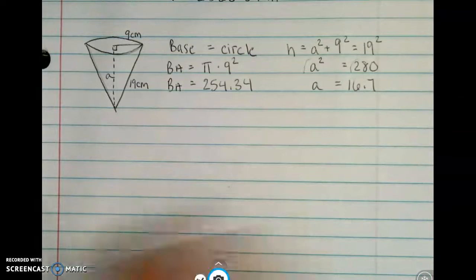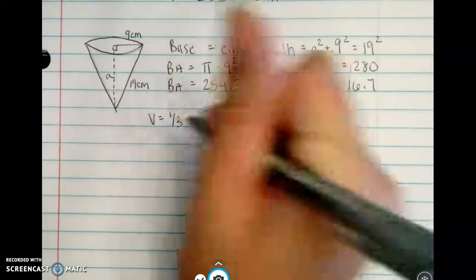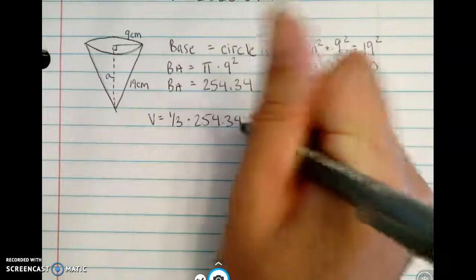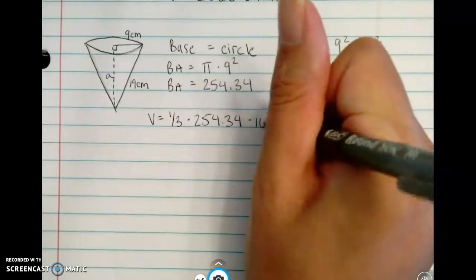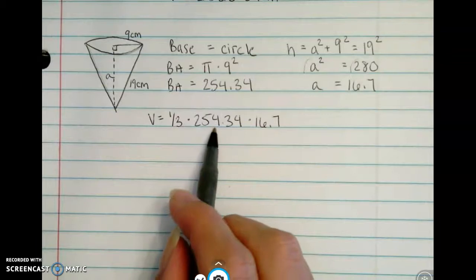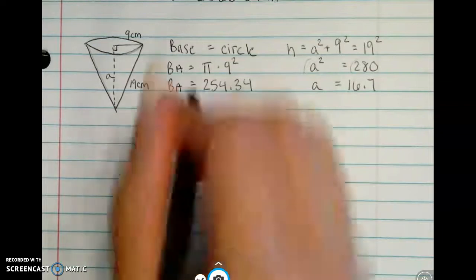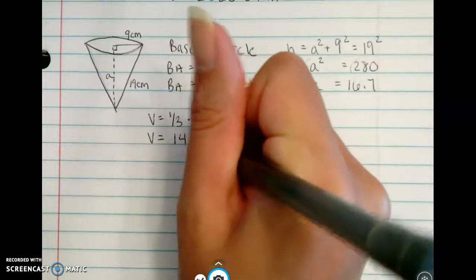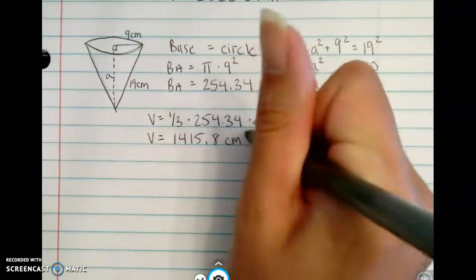So this height for A, that's the height of the figure. So when I plug that into my volume formula, volume equals 1/3 the base area, which is 254.34, times the height of the figure, which we just found was 16.7. Again, I'm going to multiply 254.34 times 16.7 and divide by 3. So volume equals 1,415.8 centimeters cubed.